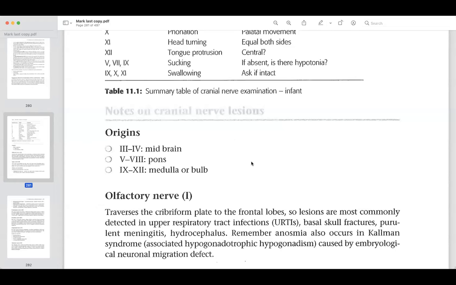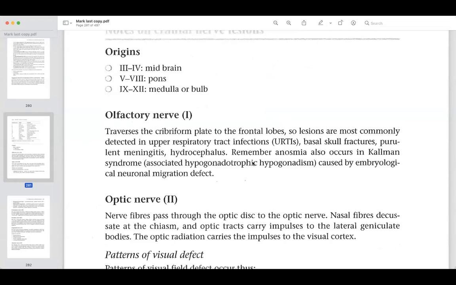Now let's go to the olfactory nerve. It transverses the cribriform plate to the frontal lobes. So the lesions are most commonly detected in upper respiratory tract infections. So whenever we may have upper respiratory tract infections, we may have loss of taste, loss of sensation of smell. Nowadays, it's more common with COVID-19. The lesions are also seen in basal skull fractures and meningitis and in hydrocephalus.